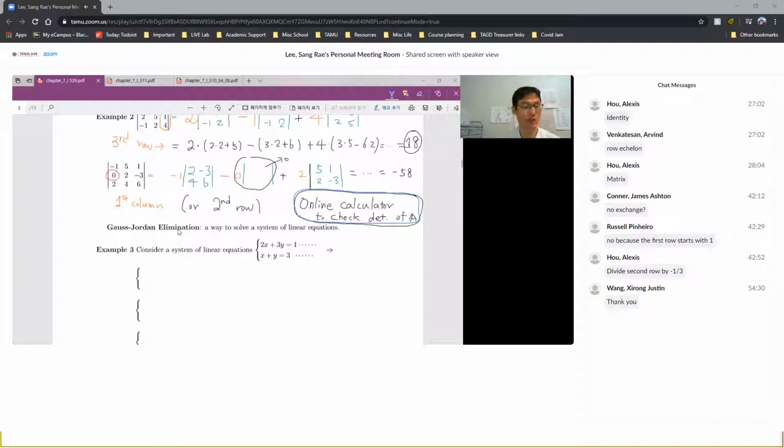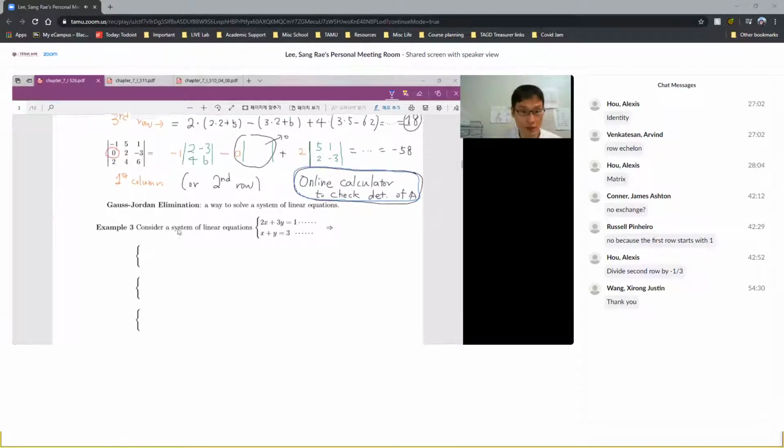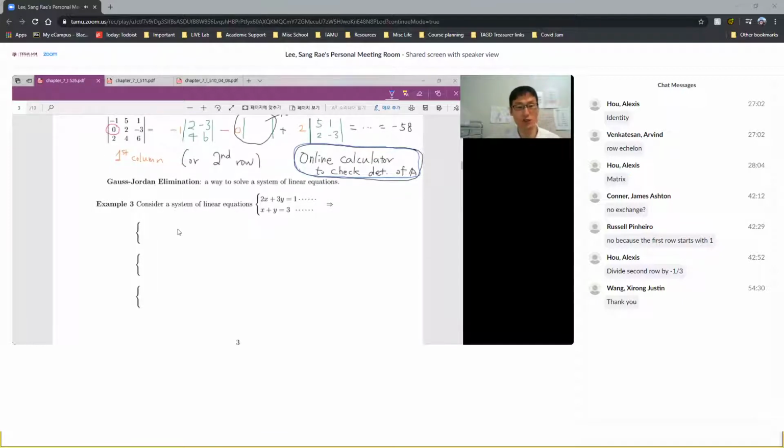Well, I should say finding eigenvector is longer. It takes a long calculation. So we need to discuss this carefully, and you will see how to find eigenvector. So next topic is Gauss-Jordan elimination.